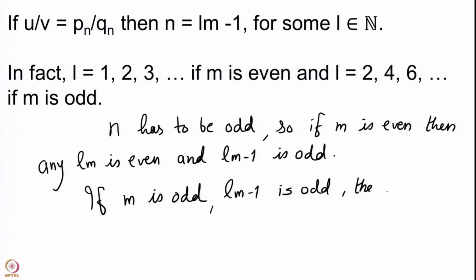The L has to be even, because if you take L to be odd, m to be odd, Lm will be odd into odd, which is odd, and odd minus 1 will be an even integer. So, the only possibilities are these possibilities. So, what we have done is that we have completely written down all possibilities for the n's where u upon v is the nth convergent.